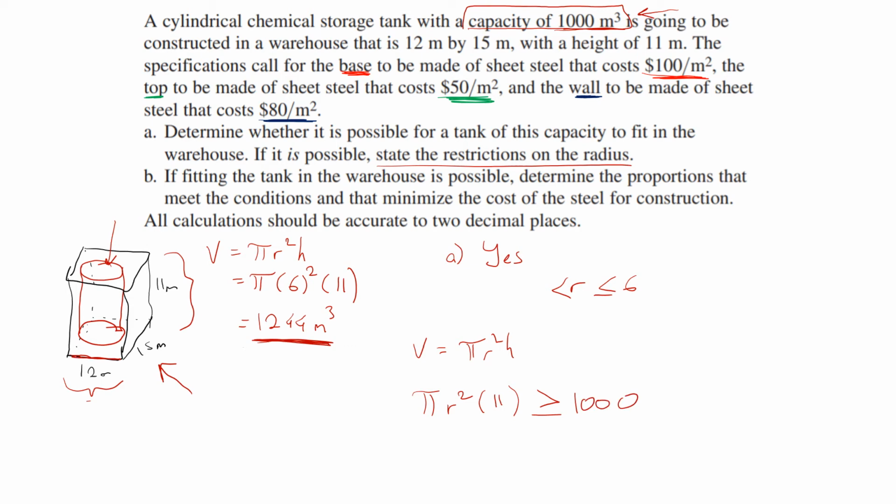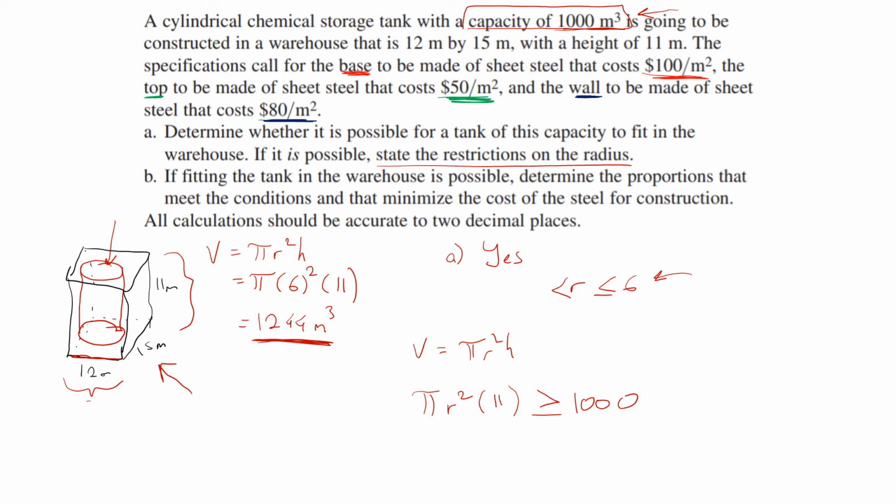I'm not going to have smaller than given capacity 1000 meter cube because what they told us is, can this fit in? I have a capacity of 1000 meter cube, but if it's bigger than that, it's okay because we also calculate the max capacity that it can fit in.